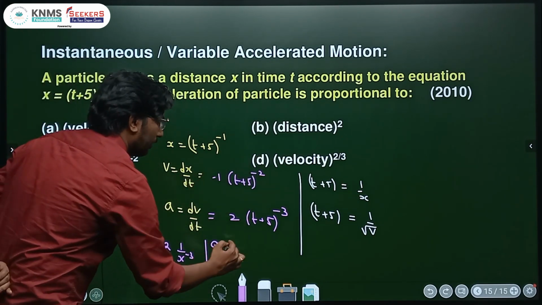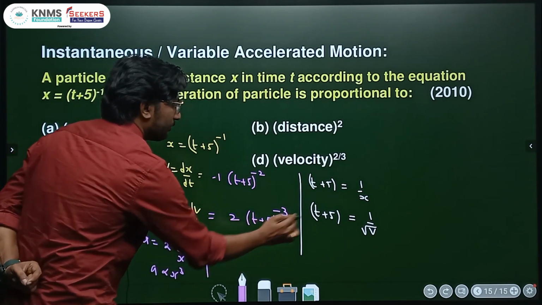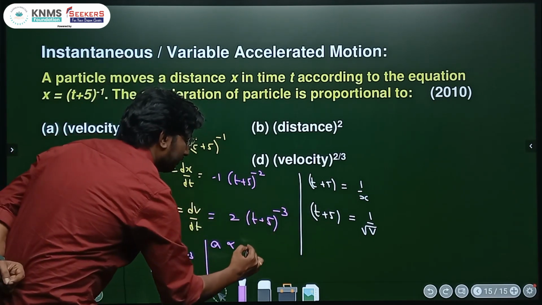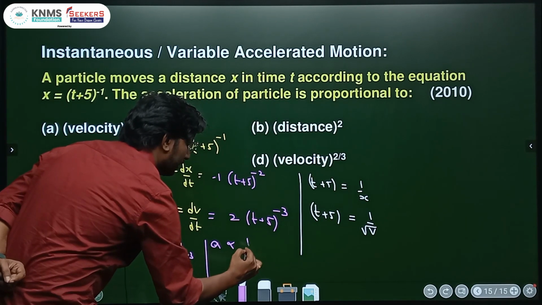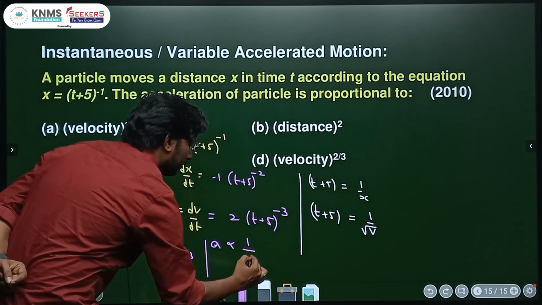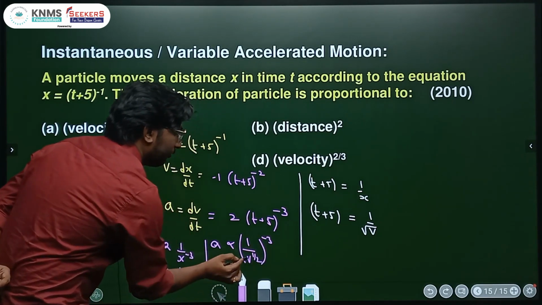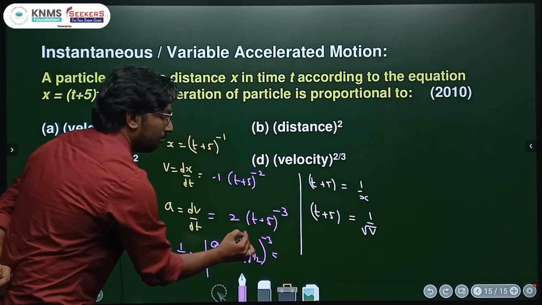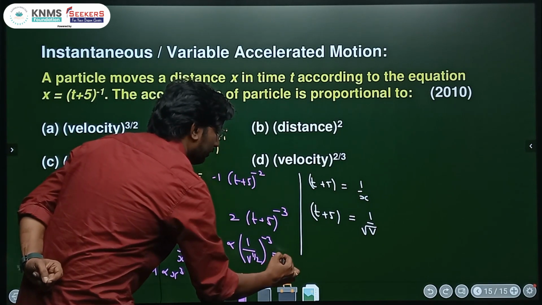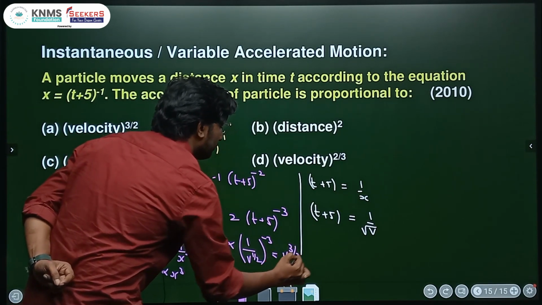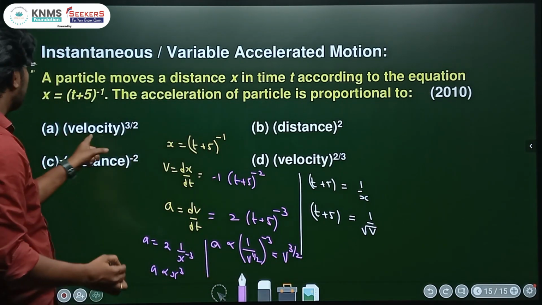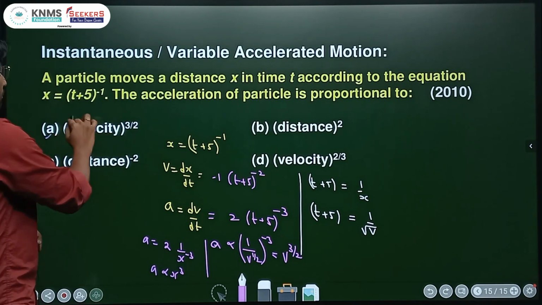If you check with the velocity, t plus 5 can be written as 1 by root v. So that will be (1 by v to the power 1 by 2) whole to the power minus 3. If I bring it to the numerator, it will become v to the power 3 by 2. And we have the answer as option A, velocity to the power 3 by 2.